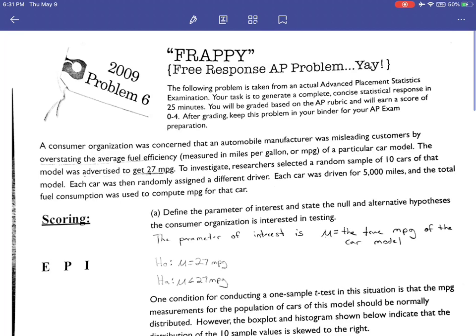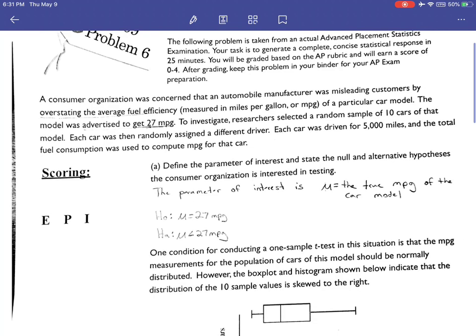All right. So basically, we're starting off with this scenario where this person wants to test to see if this company's claim of 27 miles per gallon is right or not for this car. So part A, if we're thinking about what this came from, this is from our regular significance test, one sample, which was unit number 9. So you just had to write what the parameter of interest is, which remember is what you're measuring, right? So our parameter of interest is the mean, the true miles per gallon of the car model.